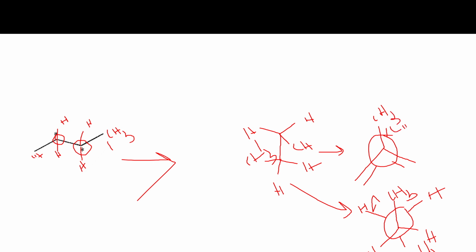Then someone asks which conformation is more stable. If the two methyls are coming close to each other, then due to steric crowding this will be the less favorable conformation. As for the staggered one, the two methyls, which are the bulkier groups in this molecule, are far apart. So this staggered conformation will be much more stable as compared to this eclipsed conformation.